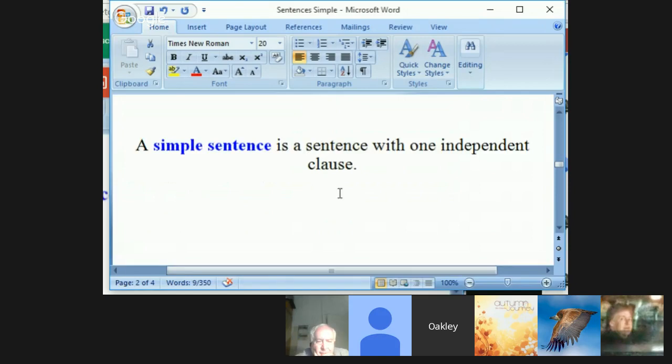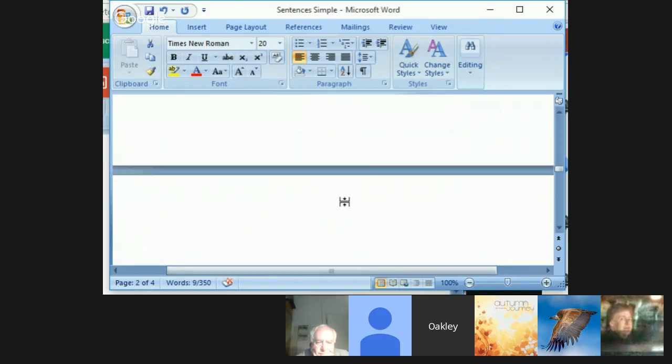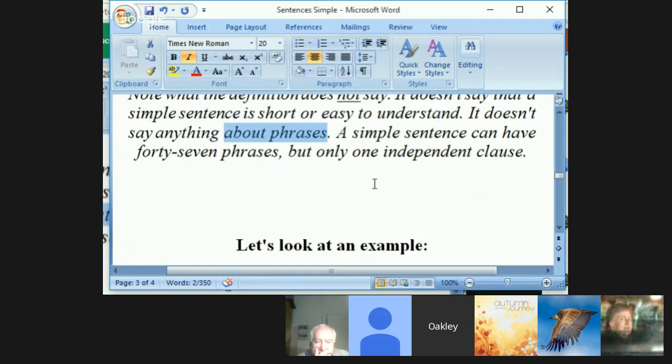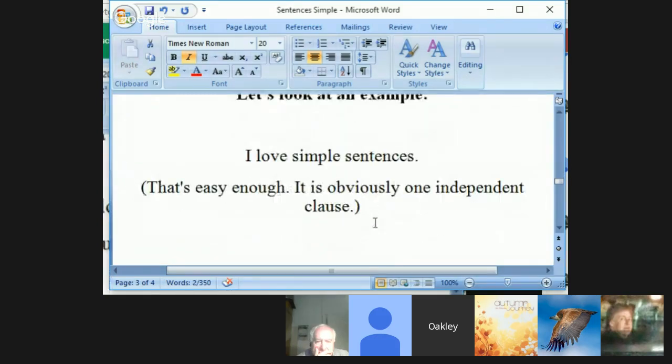Okay, back to a simple sentence. One independent clause. Note what the definition does not say. People think simple means short or easy to understand. Not necessarily so. Because it doesn't say anything about phrases, like prepositional phrases. A simple sentence can have 47 phrases, but only one independent clause. I love simple sentences. All right, that is simple.